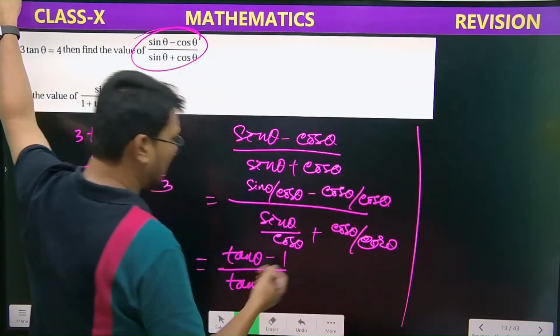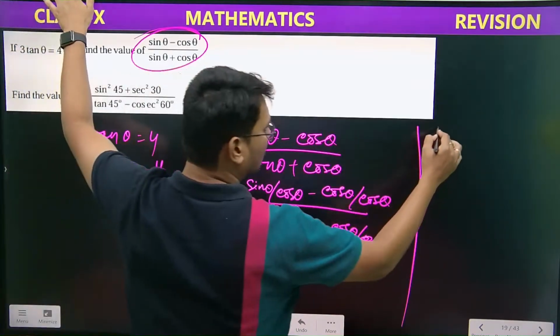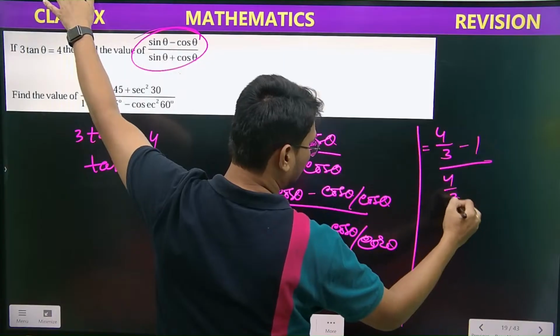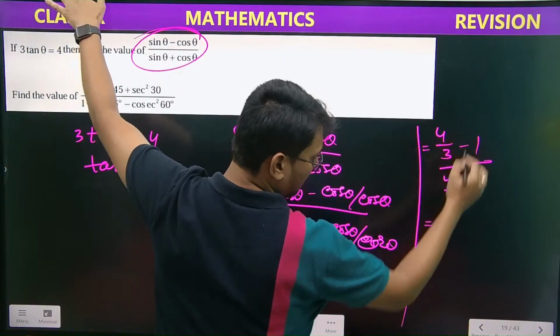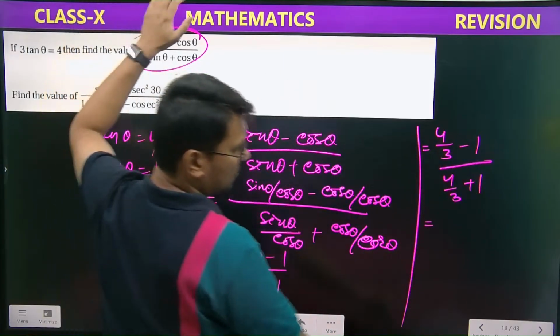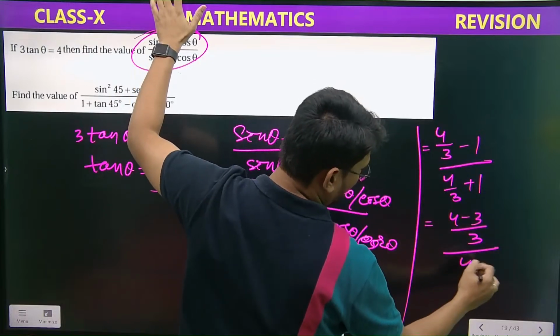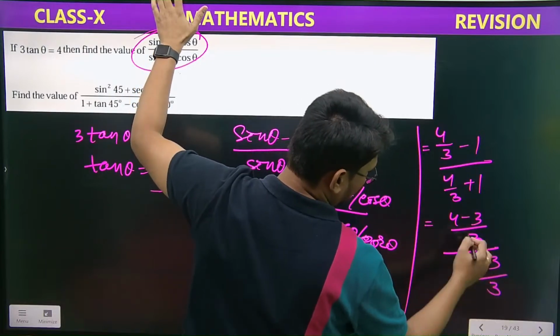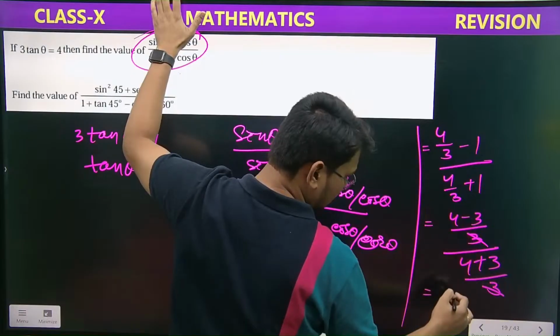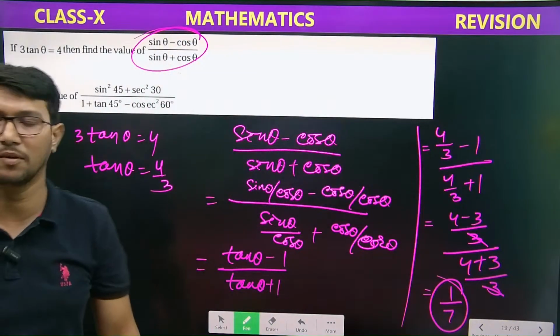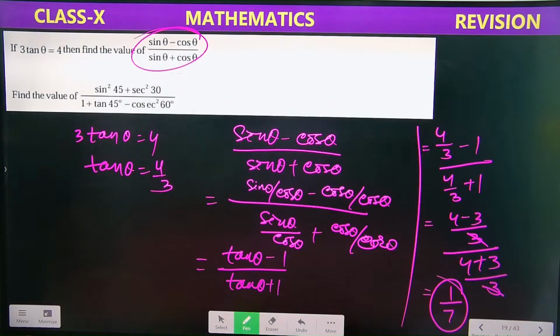Let's put the value, tan theta value 4 by 3. 4 by 3 minus 1 by 4 by 3 plus 1, what is it? 4 minus 3 by 3 divided by 4 plus 3 by 3. 3 cancelled. 4 minus 3 is how much? 1 by 7 is the answer. 1 by 7. Check, everyone. 1 by 7. Yeah, very good.